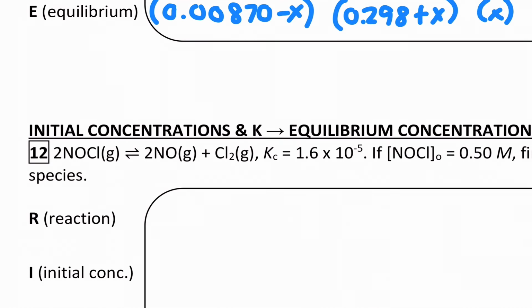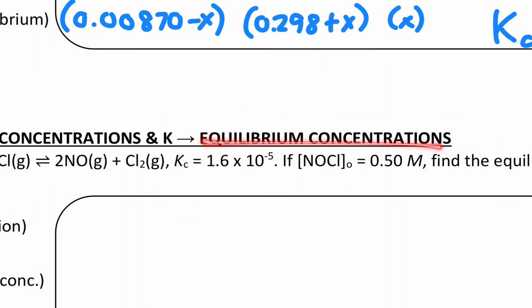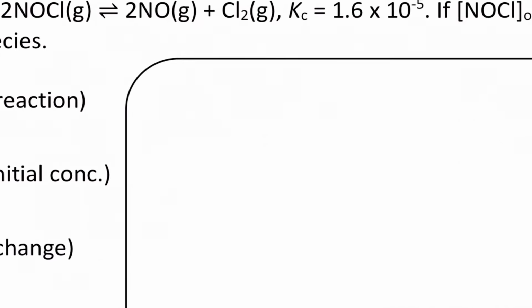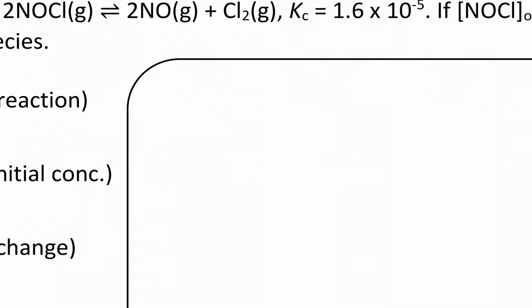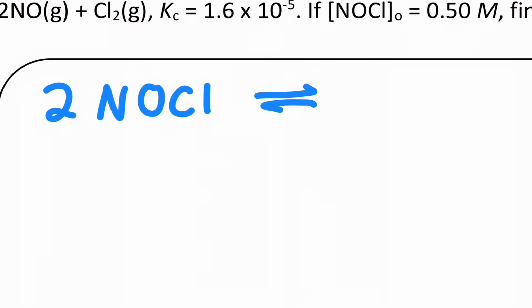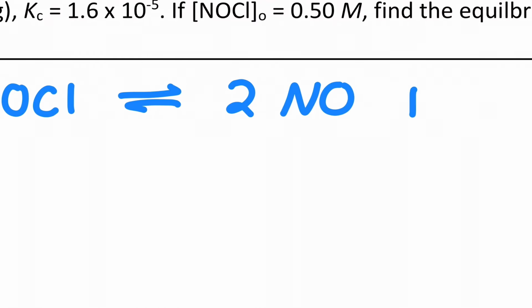Okay, let's take a look at a few others and change the question a little bit. This time, we're actually given the value of K and initial concentrations. I want to know how much of everything is present once it equilibrates. Different reaction, new K value, and different pieces of information. Let's start the same way. Let's just write the reaction. This is 2NOCl, reversibly forms 2 nitric oxides, and a chlorine.